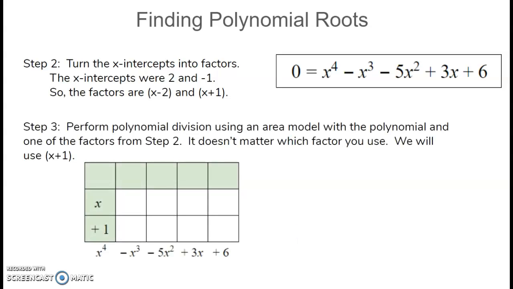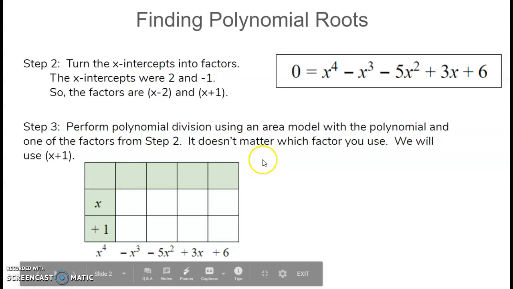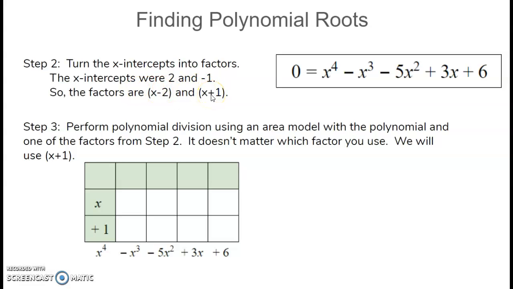The next thing I'm going to do is go ahead and perform polynomial division or make a Polyduco box using the polynomial, the big long x to the fourth, etc., and one of the factors from step 2. These are the factors here in parentheses. It doesn't matter which one we'll use. I'm just going to go ahead and do x plus 1. You could do the x minus 2 one as well if you wanted. In the end, we'll end up with the same result when we're all done. But for today, let's use the x plus 1 because 1's a nice, easy number to work with.